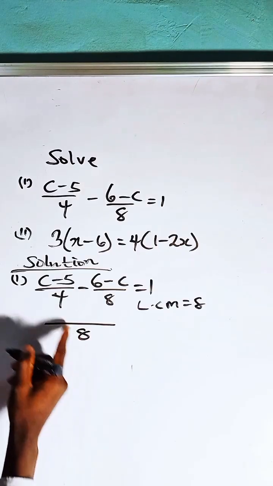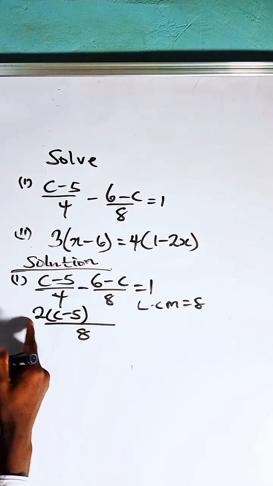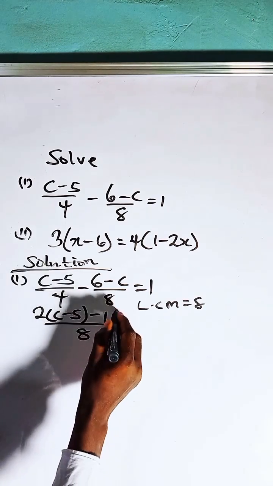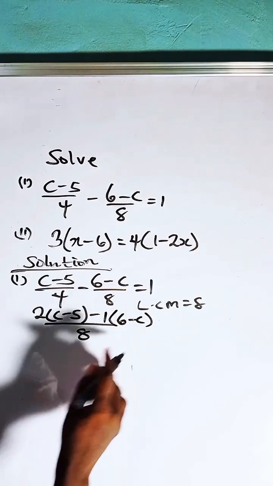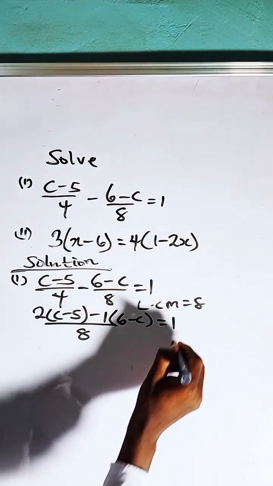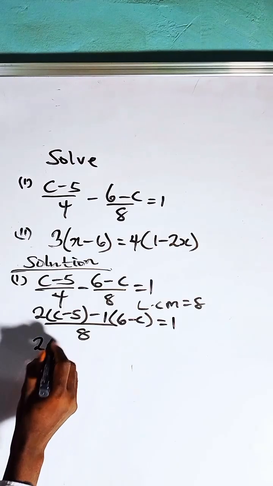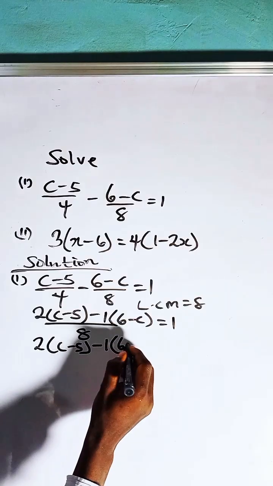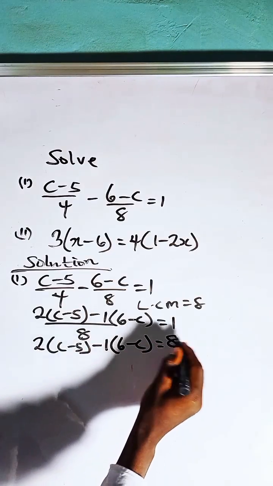For 4, it goes in 2 times, so let's multiply what we have there by 2. Minus, when we divide 8 by 8, we have 1, so let's multiply this by 1. So we have 2 into (c minus 5) minus 1 into (6 minus c) equals 1 times 8, so we have this as 8.